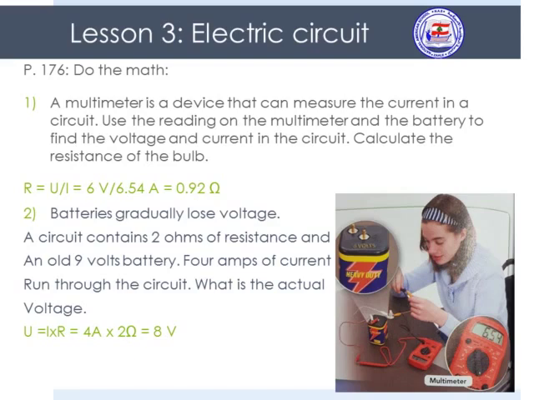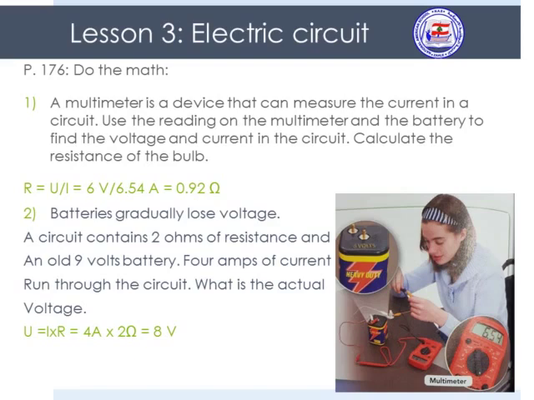Now, the second part of the question is to calculate the resistance of the bulb. So the resistance is equal to the voltage divided by the current, which we previously learned. So we simply have to divide 6 volts by 6.54 amperes. We get 0.92 ohm.